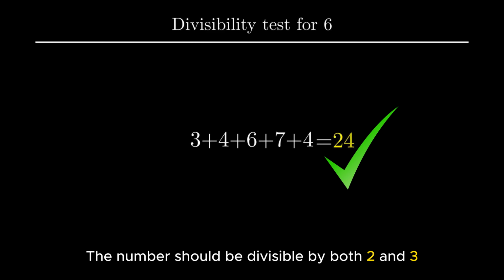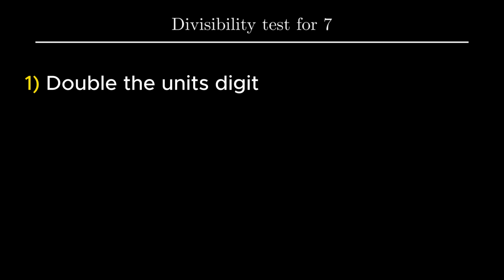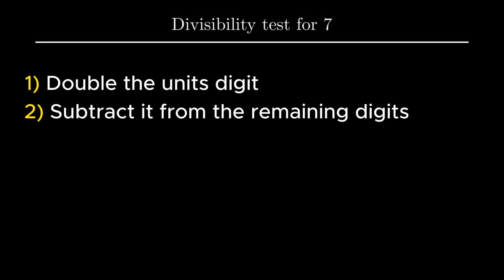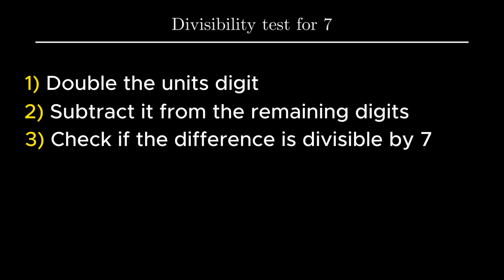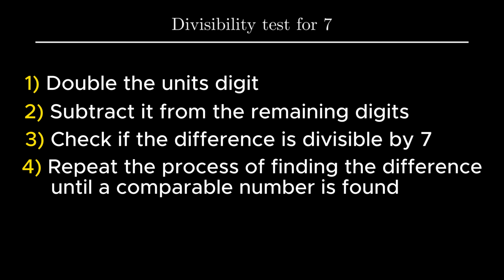Next is the divisibility test of number 7. To check whether a number is divisible by 7, double the units digit and subtract it from the remaining digits. If the difference obtained is divisible by 7, then the given number is also divisible by 7. The process of obtaining the difference is repeated till a comparable number is obtained. Let's understand it with the help of an example.